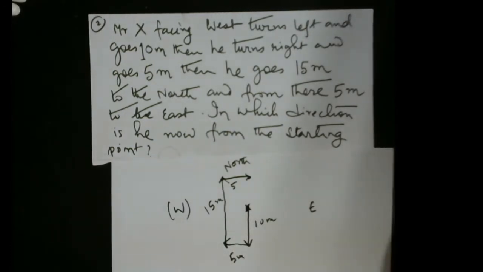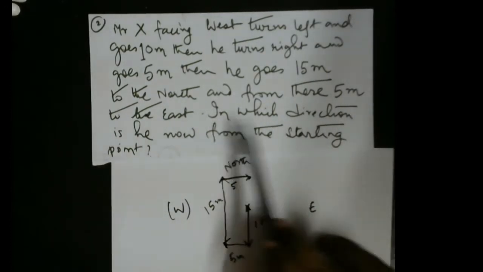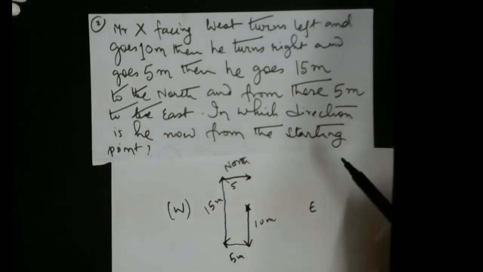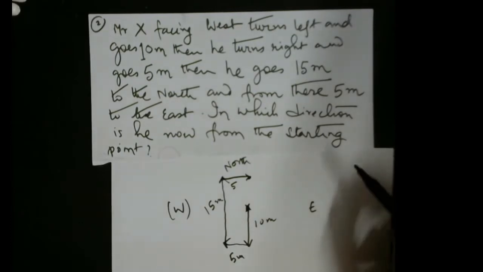The second type of questions. The first type was which direction he is moving finally. The second type is which direction he is now from his starting point. Two types of question. One is which direction he is moving finally. The second type is which position he has arrived at the end from his starting point.